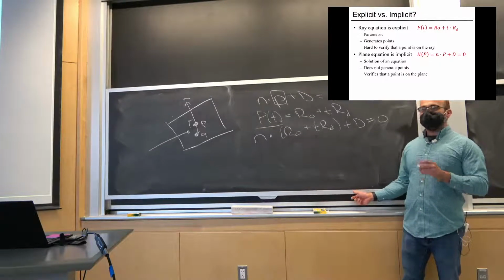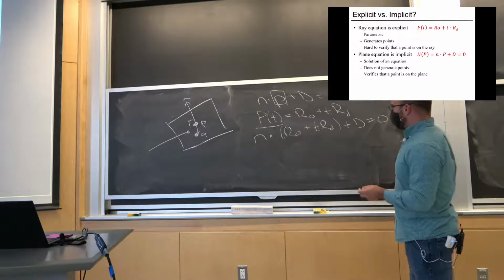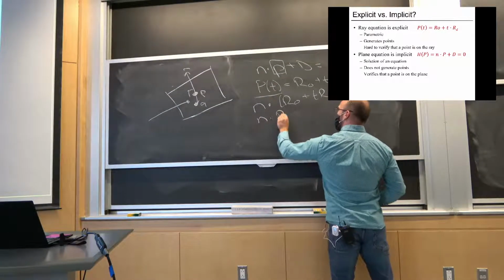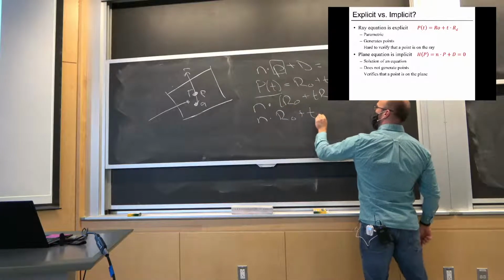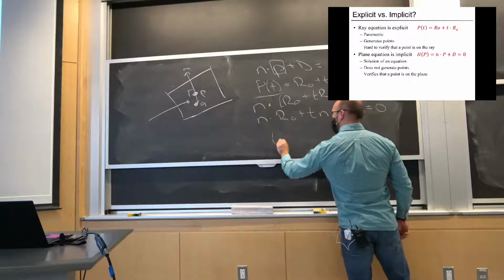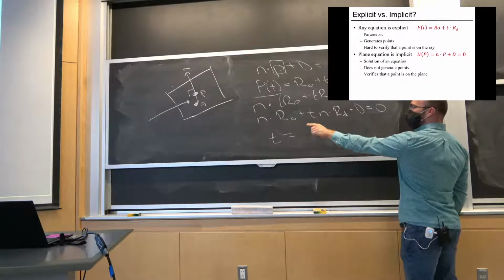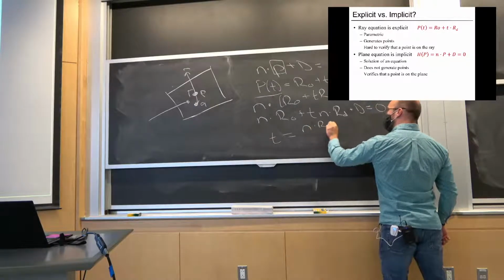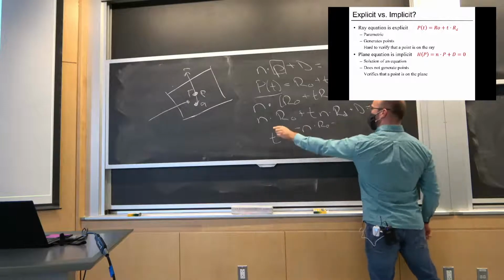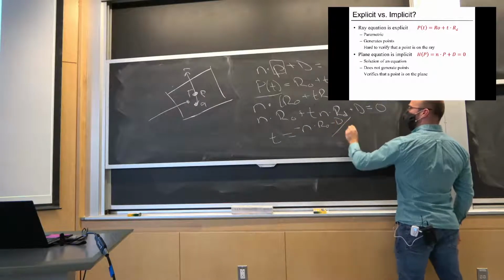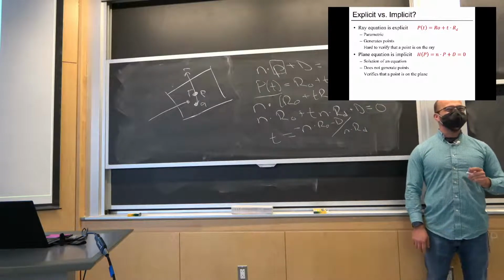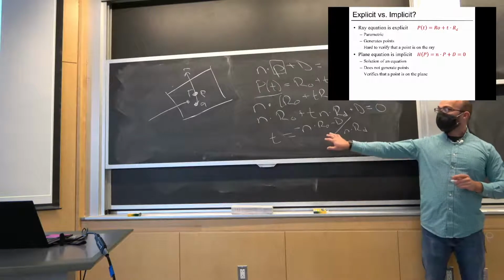This isn't too hard to work out, so let's just do it. So what do we get? We can expand the parentheses here. So this is n dot r naught plus t n dot r d plus d is equal to 0, or t is equal to n dot r naught minus n dot r naught minus d, all that divided by n dot r d. Right? I think I managed to get that right. Notice, this gives me a value of t.